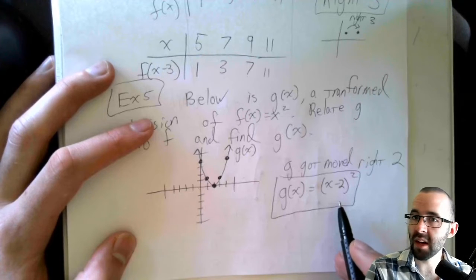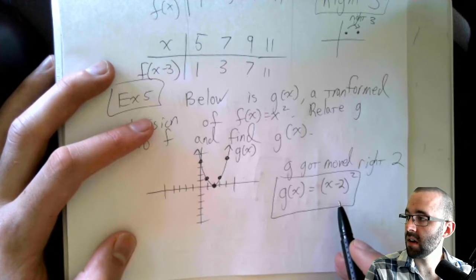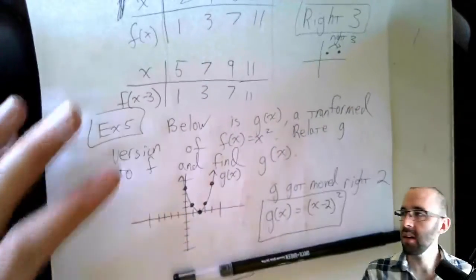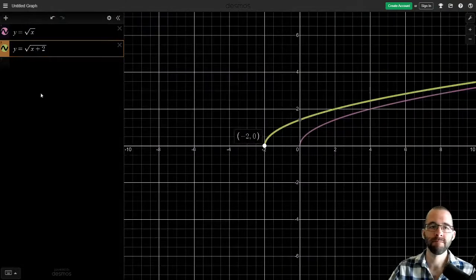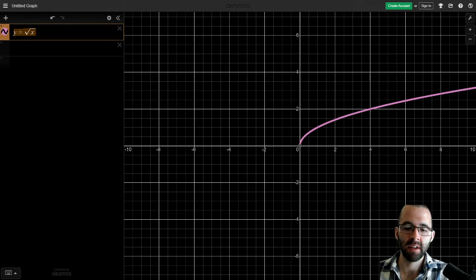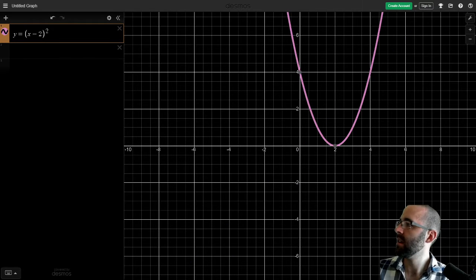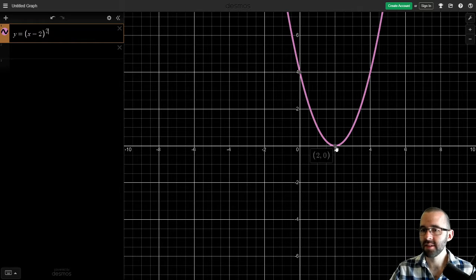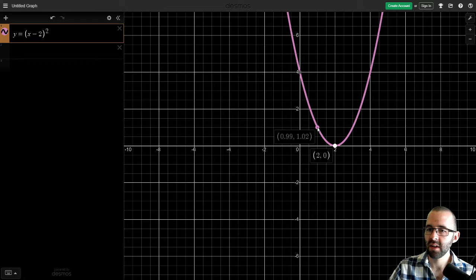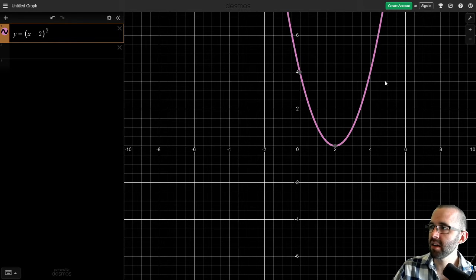And we can check our answer with Desmos. All right. Let's check our answer. It is y equals (x minus 2) squared. Aha, it is. That's exactly what we had, right? 2 comma 0, 1 comma 1, 0 comma 4. These are all the points that we talked about.